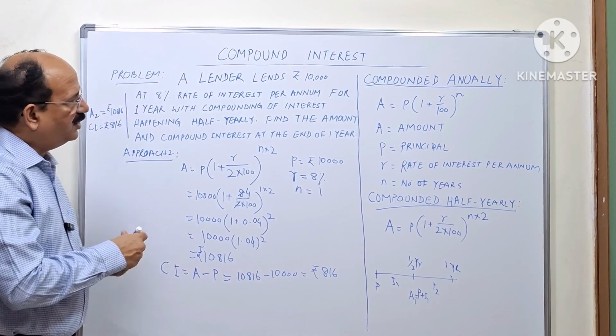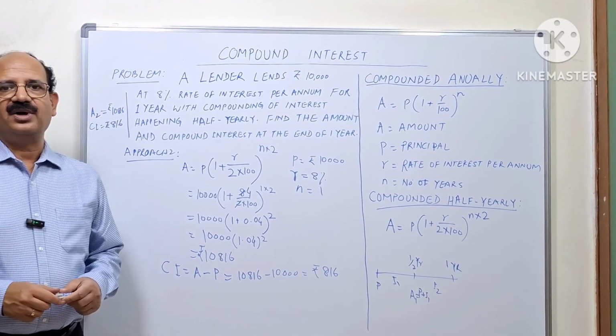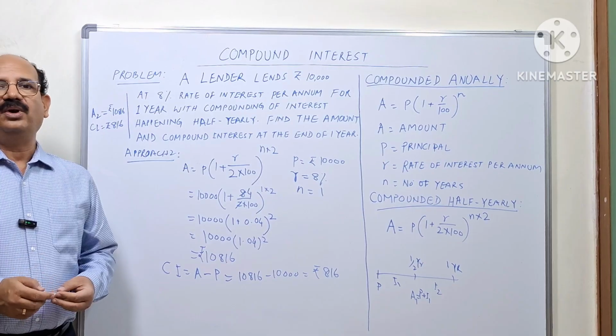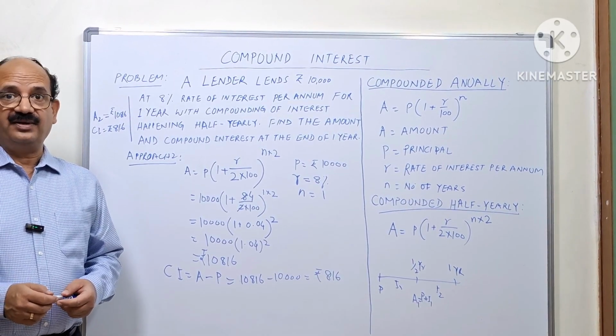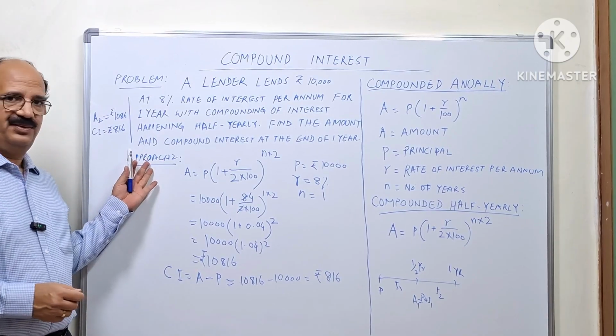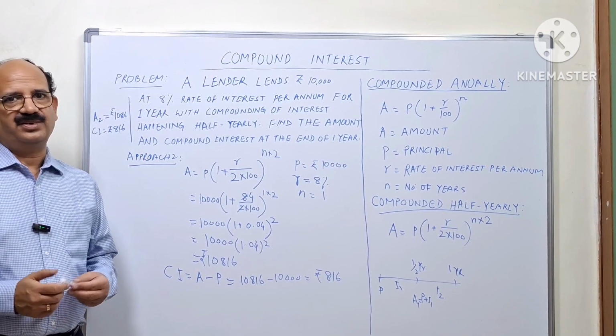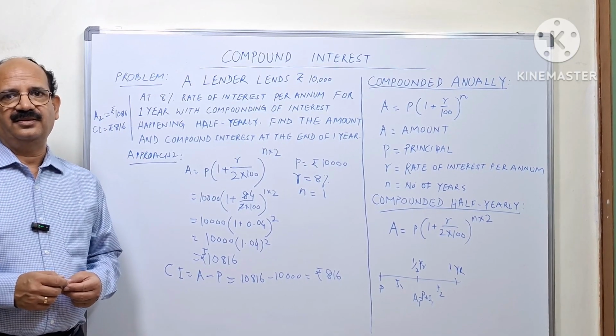So with this example, you would have clearly understood how to calculate amount and compound interest when the compounding is happening half yearly, both from the first approach as well as the second approach where we use the formula.